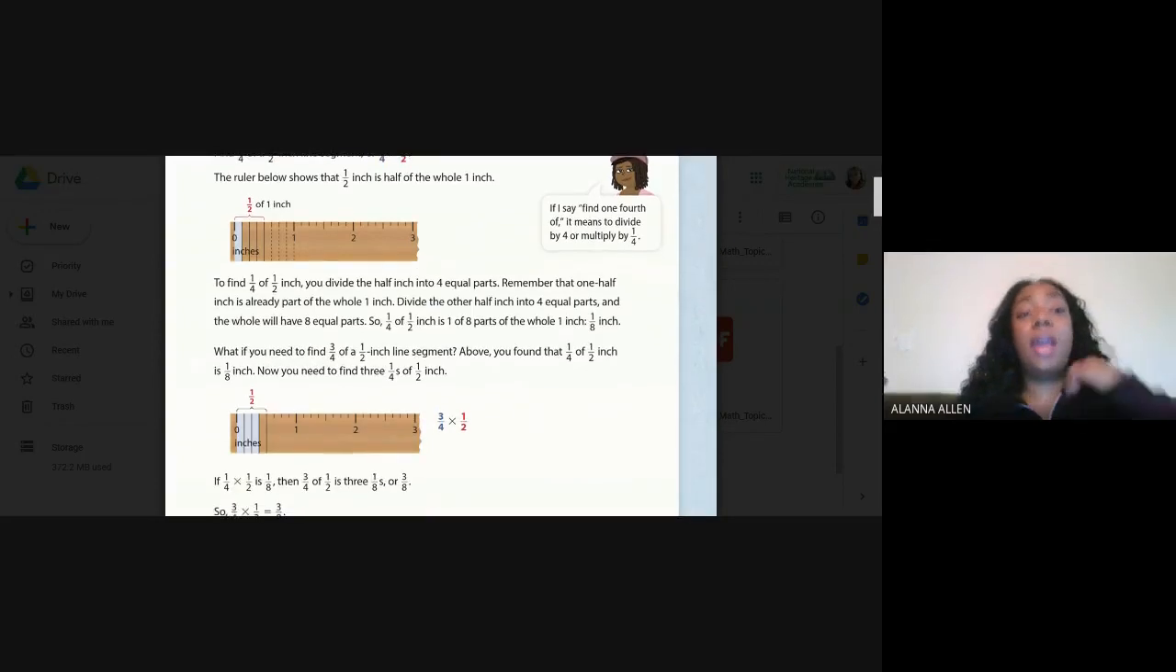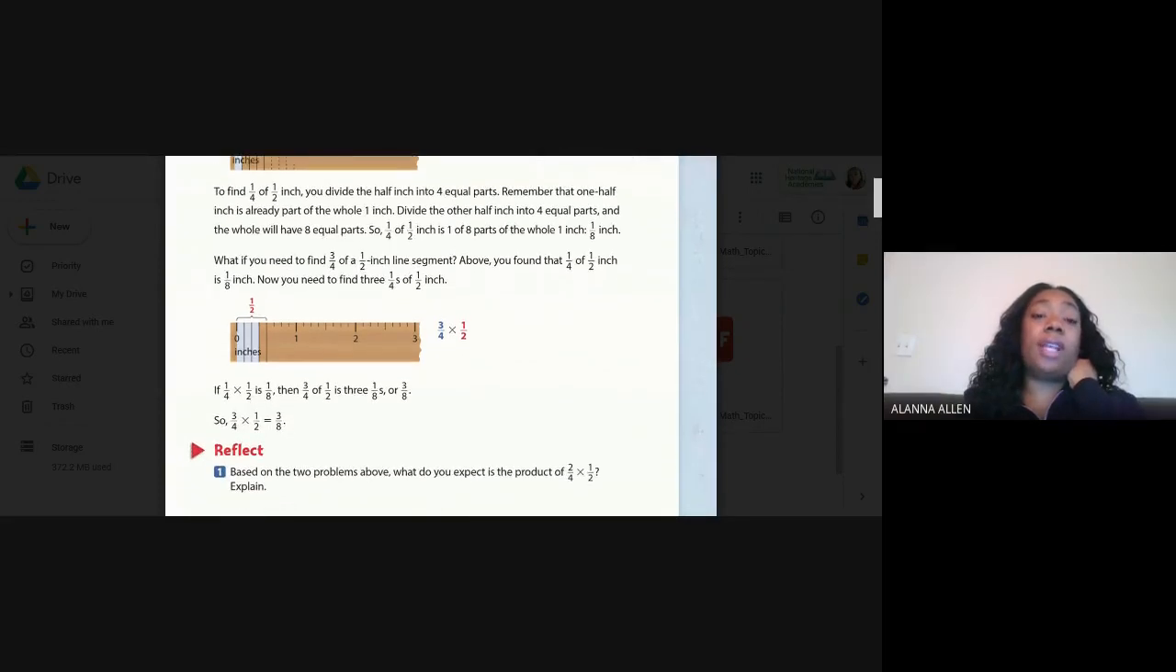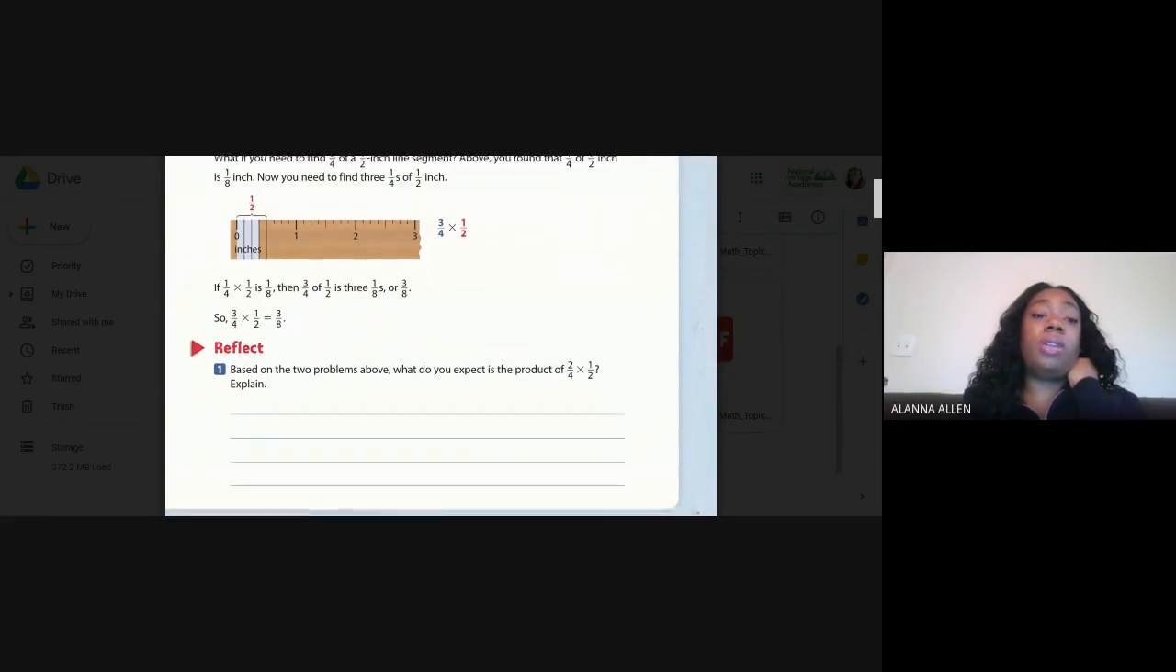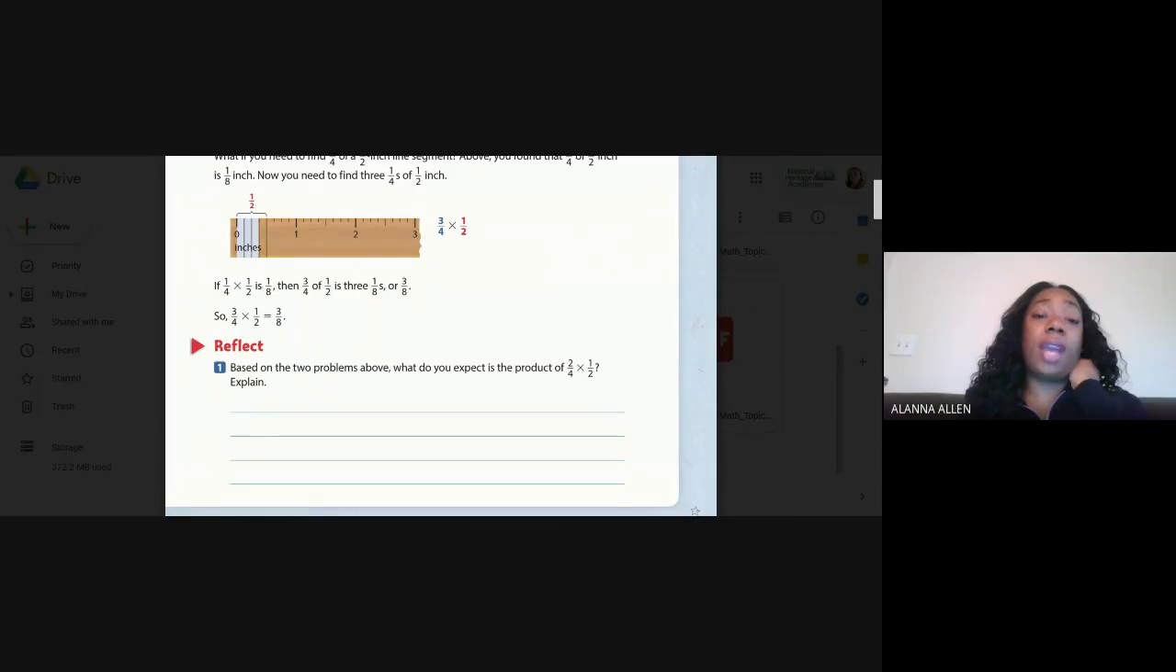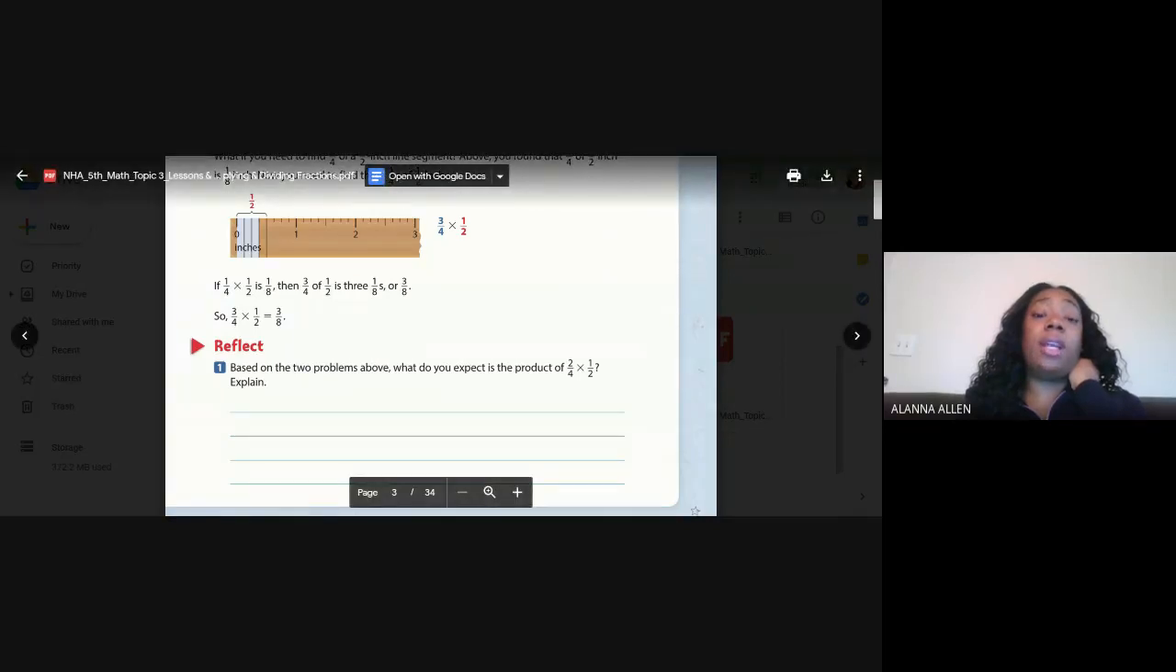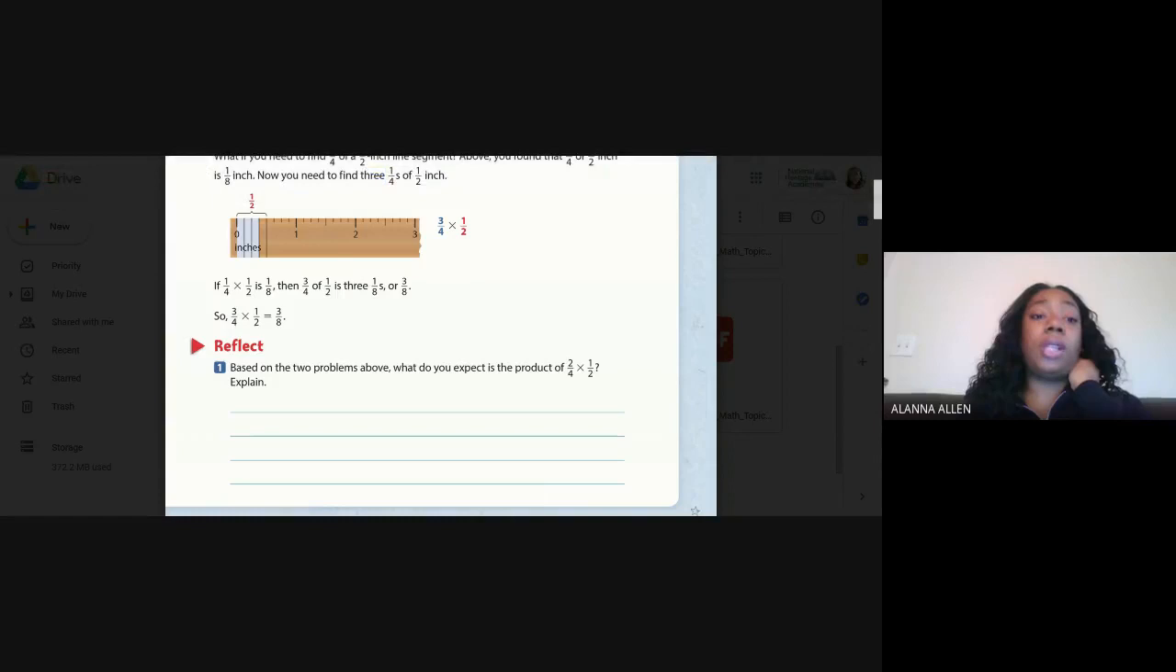Okay. So what if you need to find 3/4 of a 1/2 inch segment? Above, you found that 1/4 of a half-inch segment is 1/8. Now you need to find 3/4 of 1/2 inch. So then you're just shading in 3 areas here, okay? And then you still have your 8 pieces. So 3/4 times 1/2 equals 3/8 because 3 times 1 equals 3, 4 times 2 equals 8.